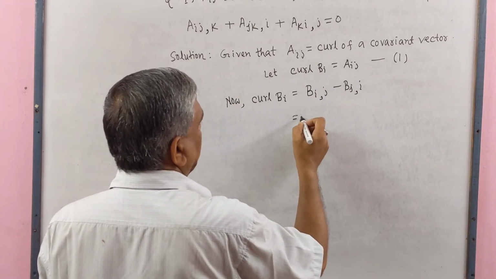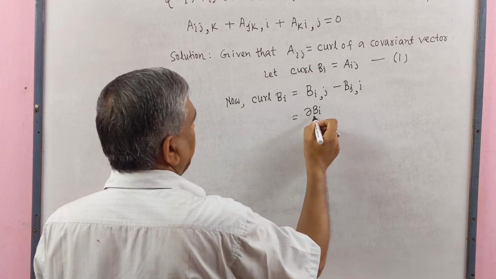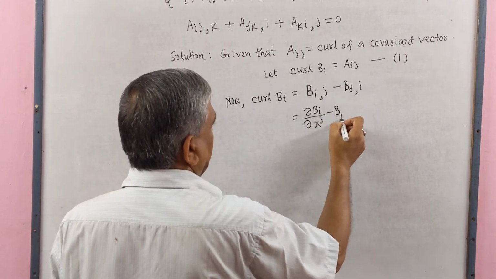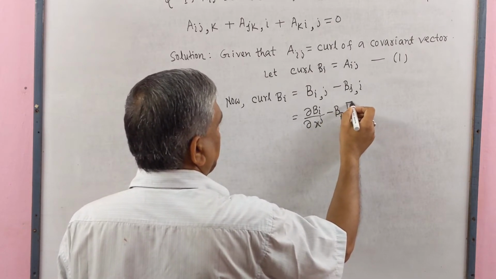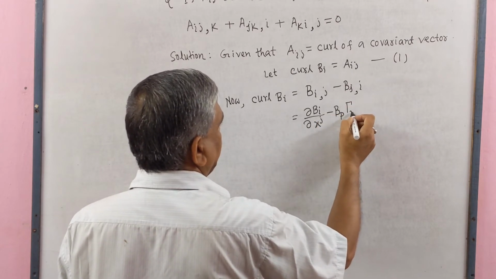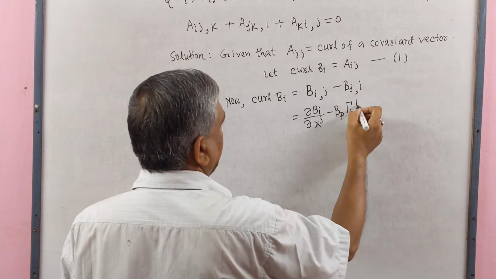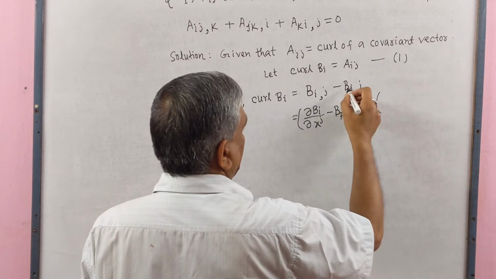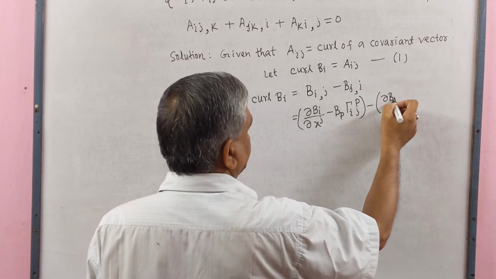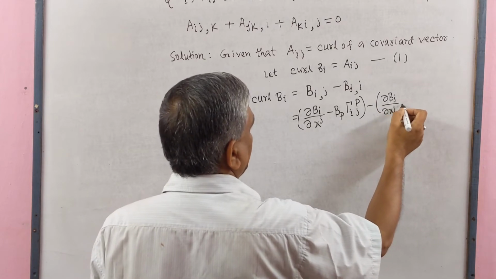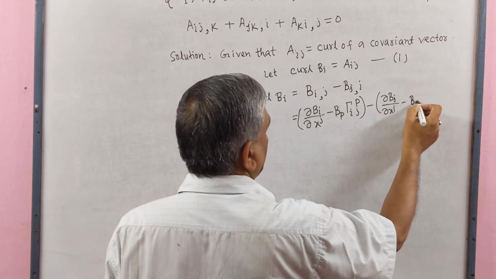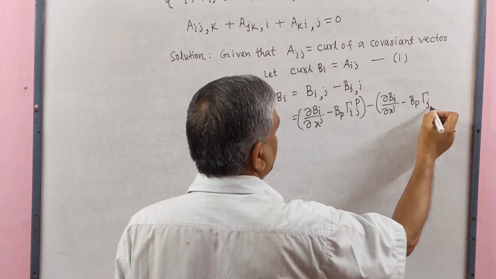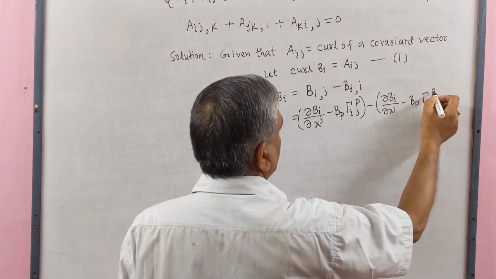This is equal to ∂b_i/∂x_j minus b_p Christoffel symbol of the second kind. We have replaced i, so here we write i, j, p. Minus the value of this, which is ∂b_j/∂x_i minus b_p Christoffel symbol of the second kind. We have replaced j, so we write here j, i, p.